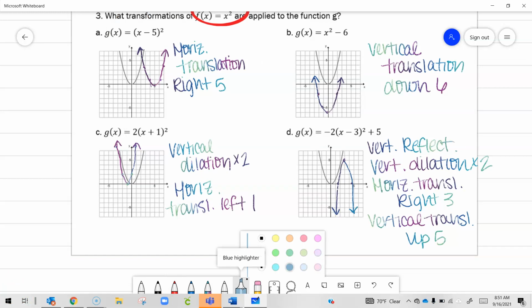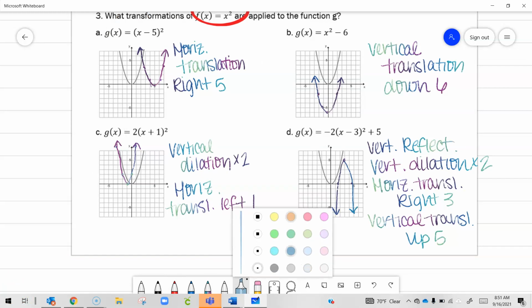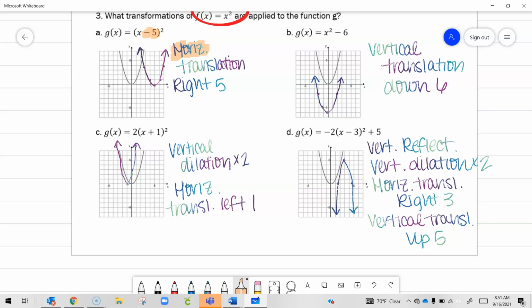All right, so to go over these problems now, you can check your answers, and if you got them all right, great, you can stop watching, or if you got a few wrong, you can continue listening for the explanation. And so since this negative 5 is inside with the x, we know that it's going to be horizontal. We are subtracting 5, so we think opposite, which means it's going to move it to the right 5.